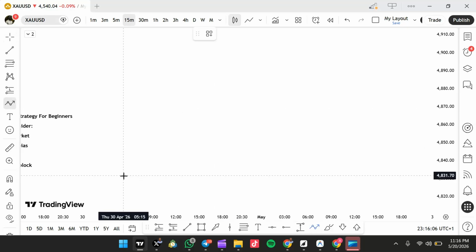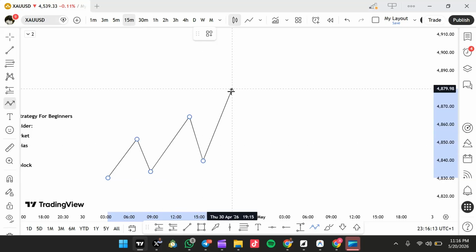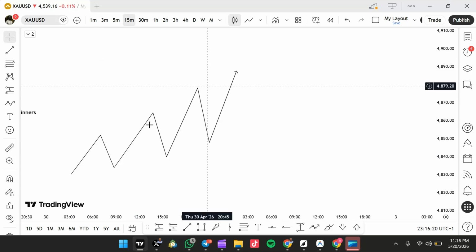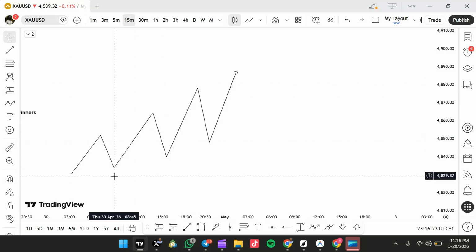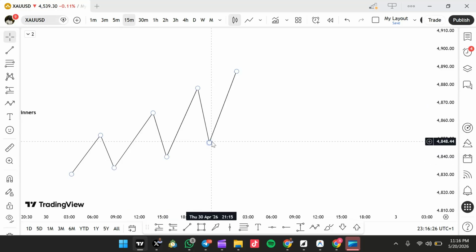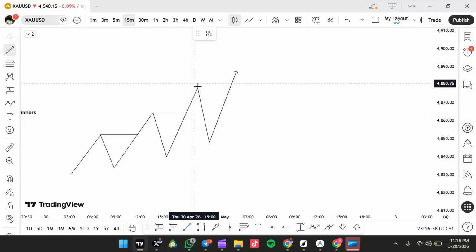Let's say the market is making a higher high, higher low, higher high, higher low, higher high, higher low, higher high. That's a bullish market. So you've identified the trend of the market. The market gives you a high, a low, a high, a low, a high, a low, breaking structure to the upside.